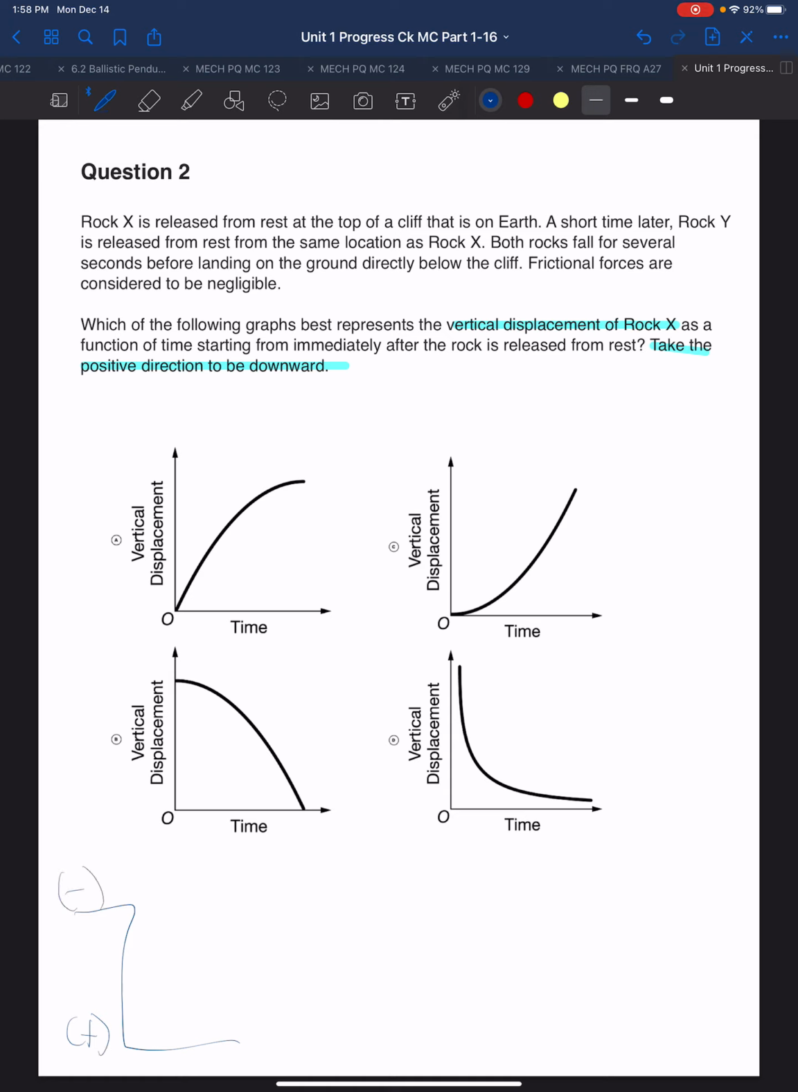So we have vertical displacement, which is z. Well, we could just start off with our equation for this, which is z equals 1/2 at squared plus v0t plus z0. And if we make this 0, then z0 drops out, and it's dropped from rest, so v0 is 0, so we're left with z equals 1/2 at squared, which we should recognize as a parabola. And we said that z0 is 0.